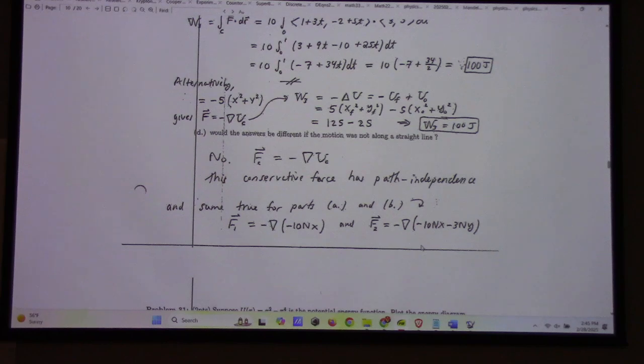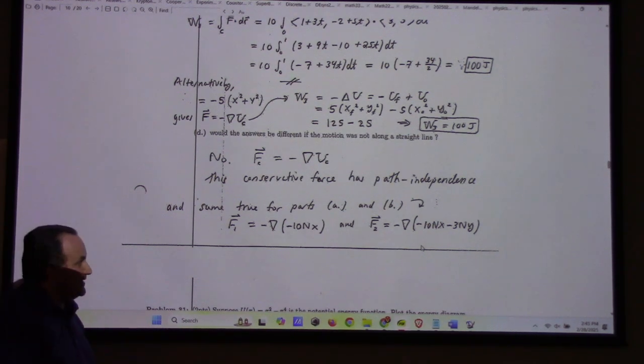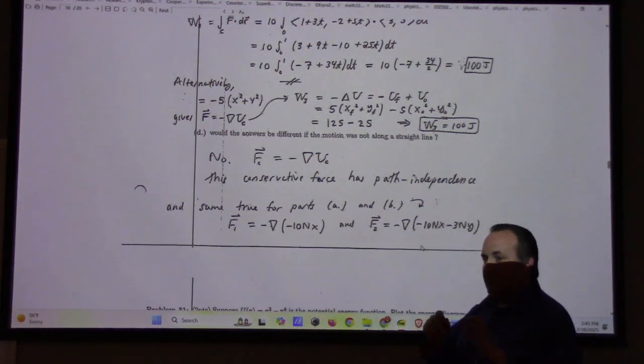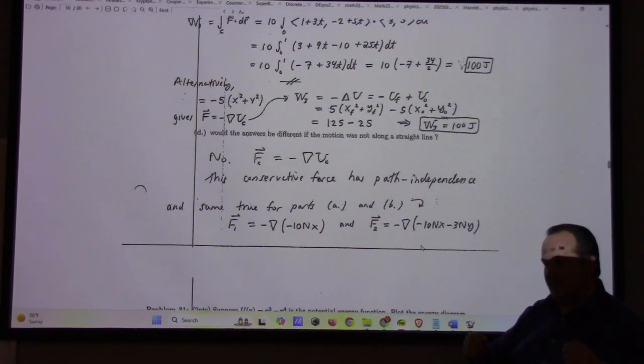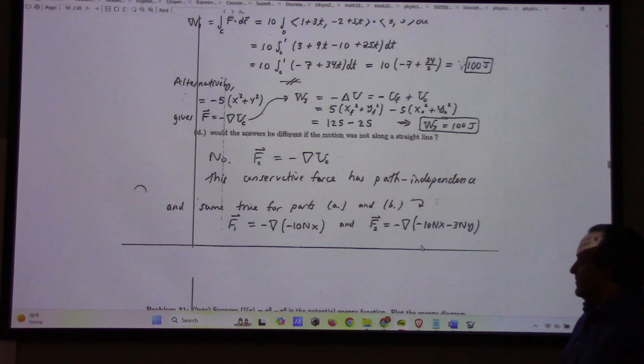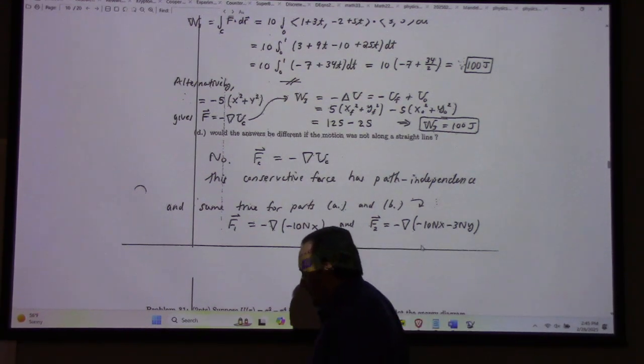So here, would the answers be different if the motion was not along a straight line? The answer is no, because this is a conservative force. It has path independence. I could have had a straight line from the initial point to the final point. I could have had a wacky curve that still had the same end point and starting point. It would still have been the same. All right, moving on here.